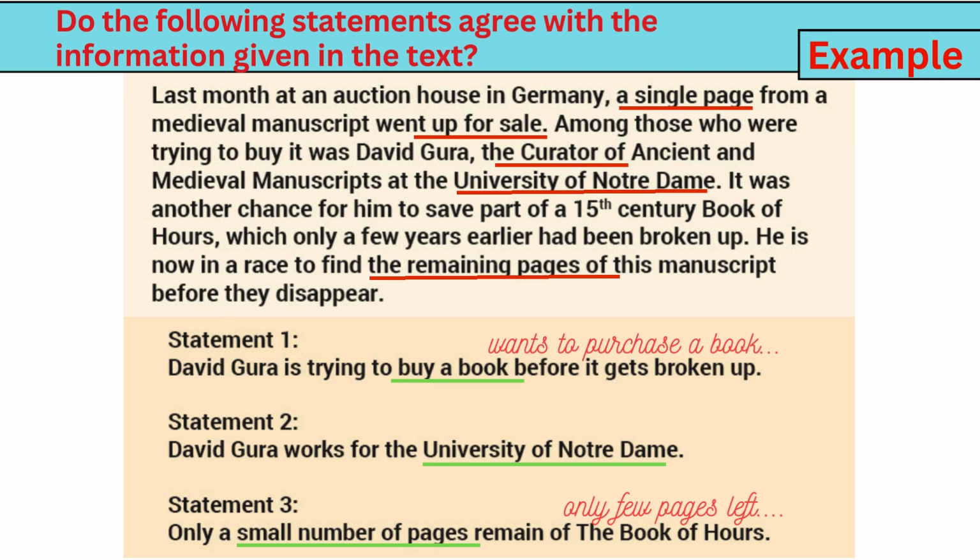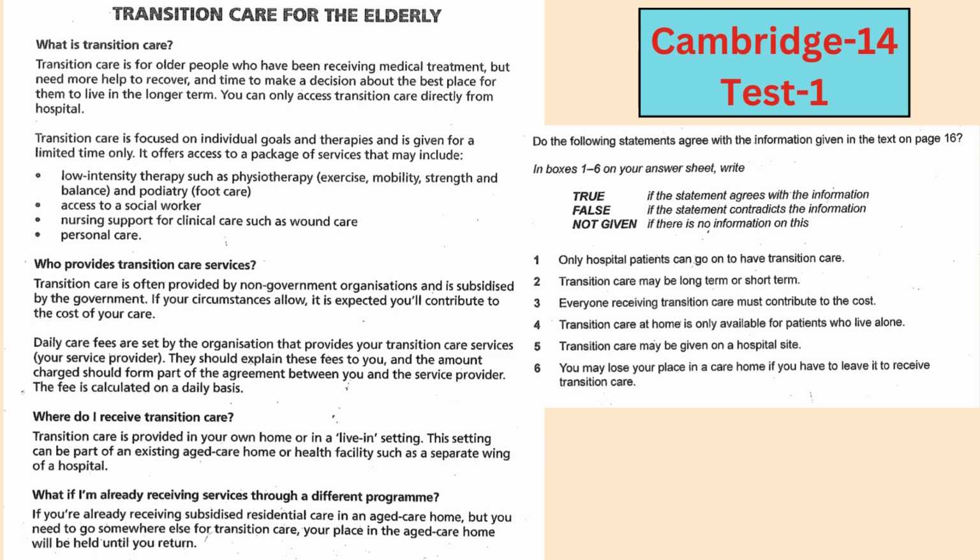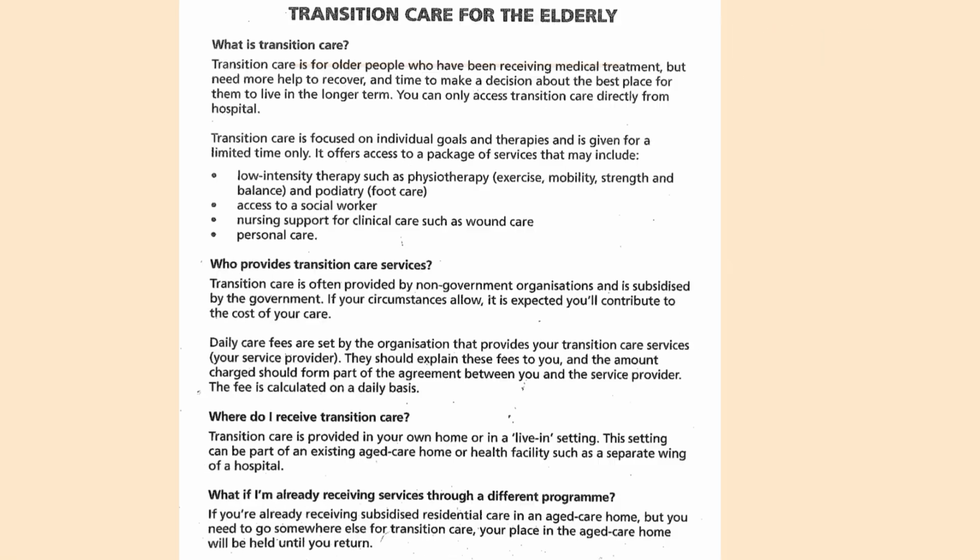Now let's see how these steps are helpful in the real exam. Here is the passage from Cambridge 14 Test 1, and these are the statements. First of all, we just need to understand the idea of the passage or the text. So it is about transition care for the elderly. Okay, we get the idea. It is talking about care for older people or the elderly.